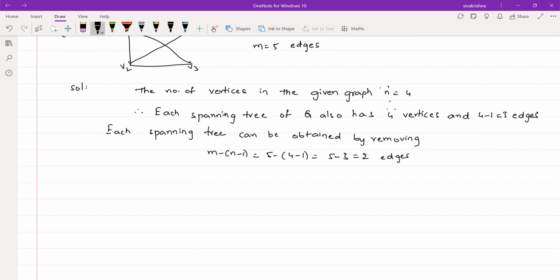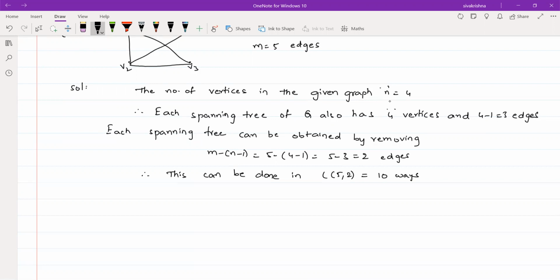The number of edges in the given graph is 5, and if you remove 2 edges from the given graph, then we can obtain a spanning tree. So we have to use these two numbers to find the number of spanning trees. Therefore this can be done in 5C2 ways, which is equal to 10 ways.